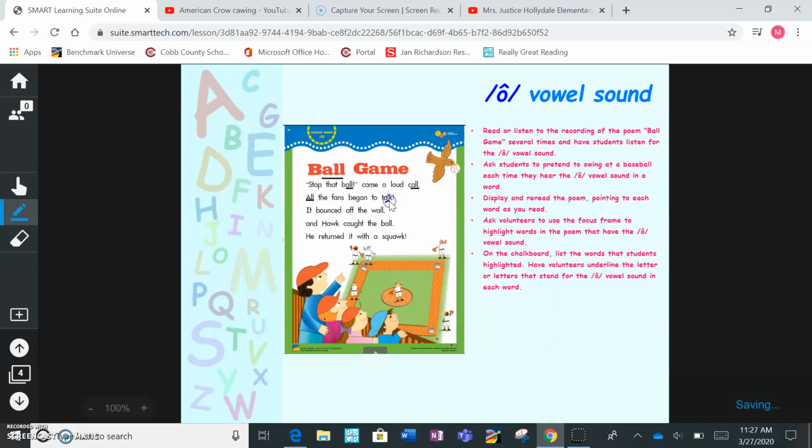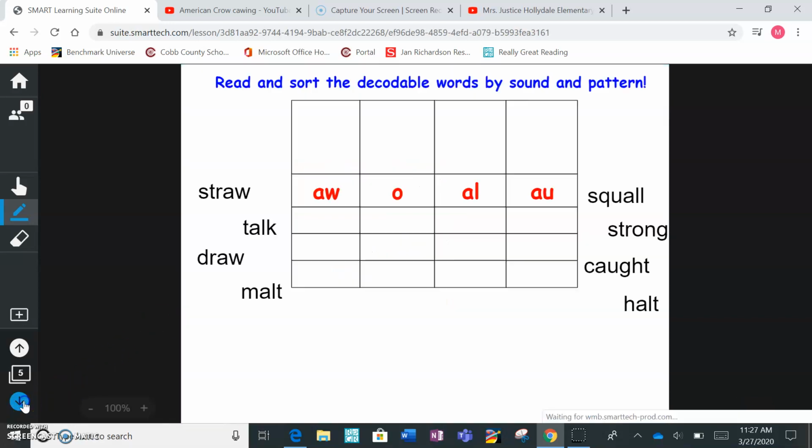And the fans began to talk. There's talk with A-L. It bounced off the wall. Oh, ball, call, all, wall. There's ball again. And he returned it with a squawk. And there it is with A-W. All right, let's move on again.